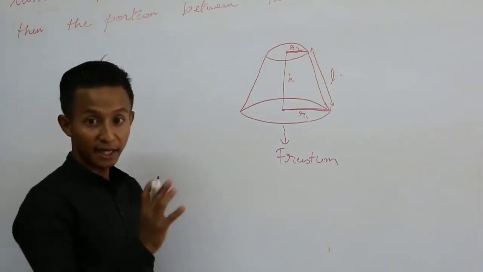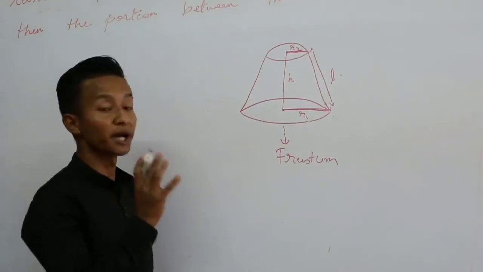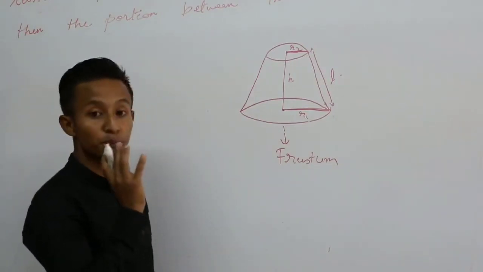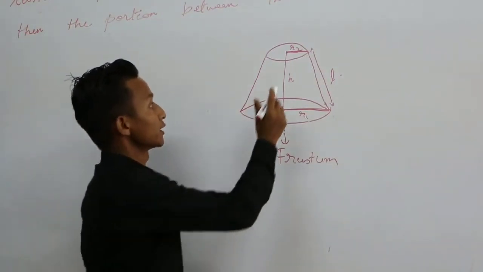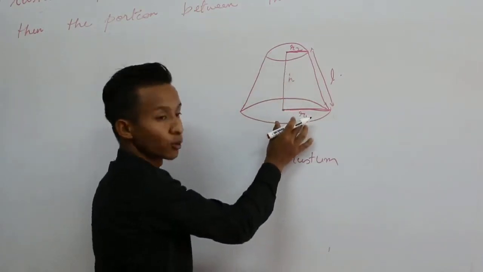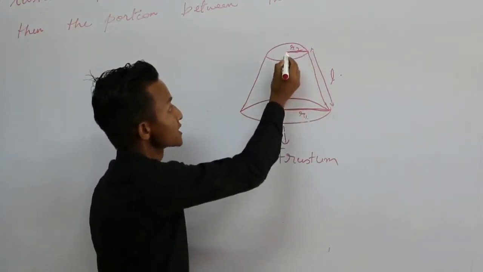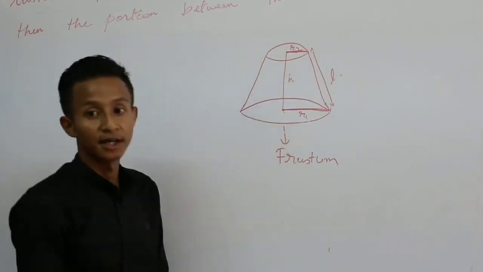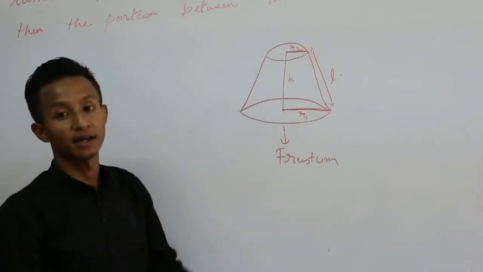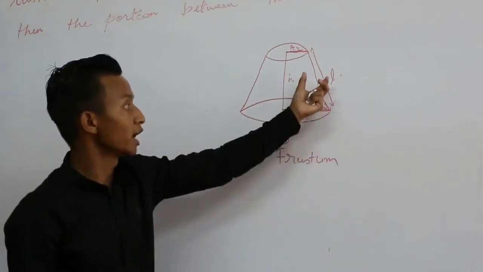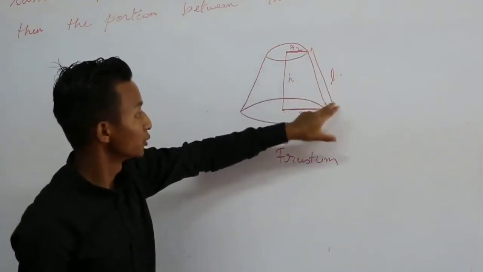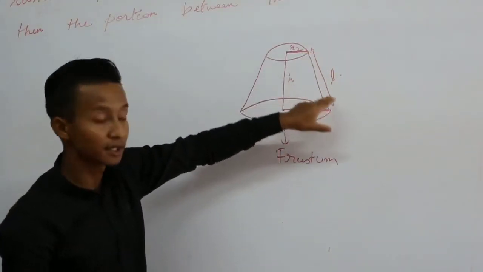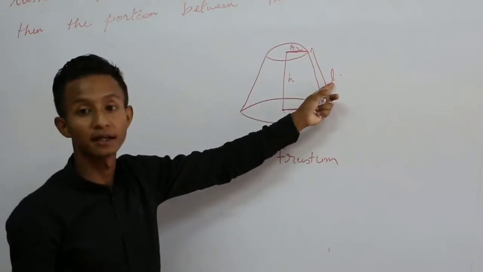The height of the frustum is measured by a line which is perpendicular to both the radii, perpendicular to R1 and R2. So this is the line which is perpendicular to both the radius R1 and R2. Also we have the slant height, which is this part, denoted by L.